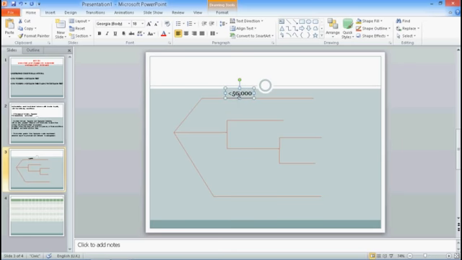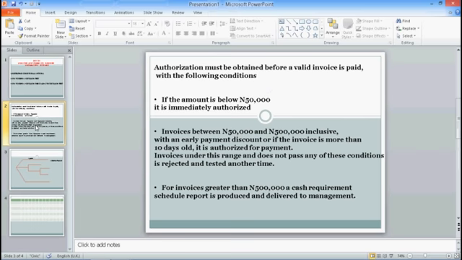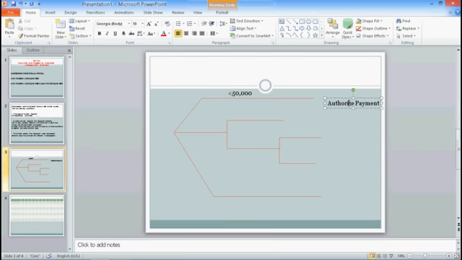If our invoice is less than 50,000 naira, what happens? We authorize payment. From the question, it says if the amount is below 50,000 naira, it is immediately authorized. So we authorize payment here. That's why we are authorizing payments here, because it is less than 50,000 naira. Anytime it is less than 50,000 naira, we authorize payment.